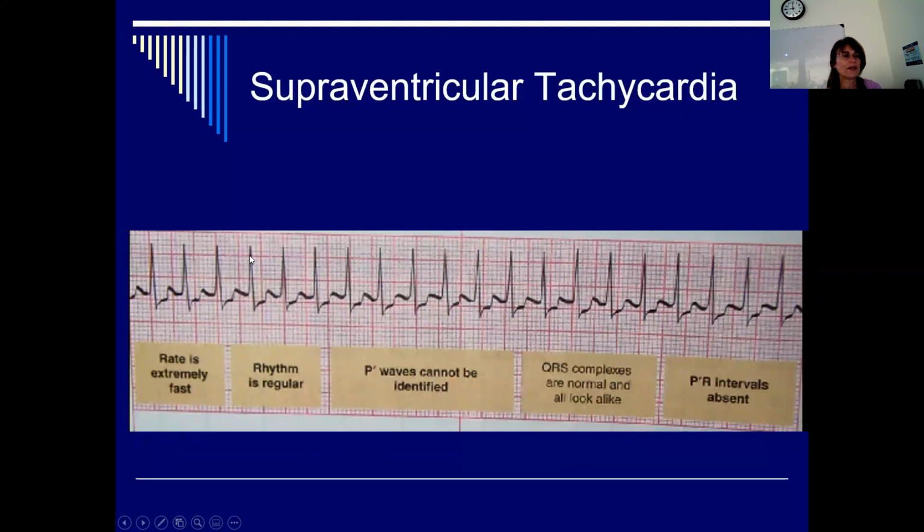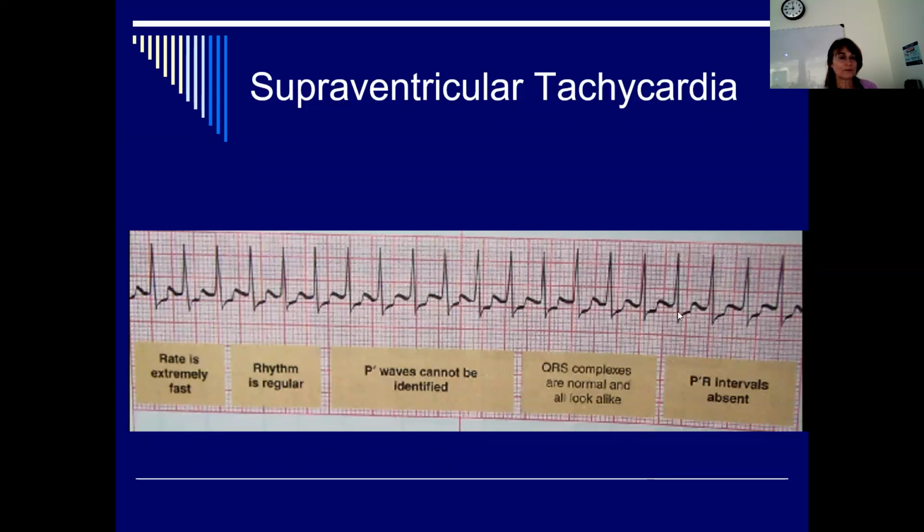So like 225. The heart rate is like 225 per minute. It's a regular rhythm. We can't see the P waves. We do see one positive deflection, but that's the T wave. So you can't really see the P wave because everything's happening so quick.